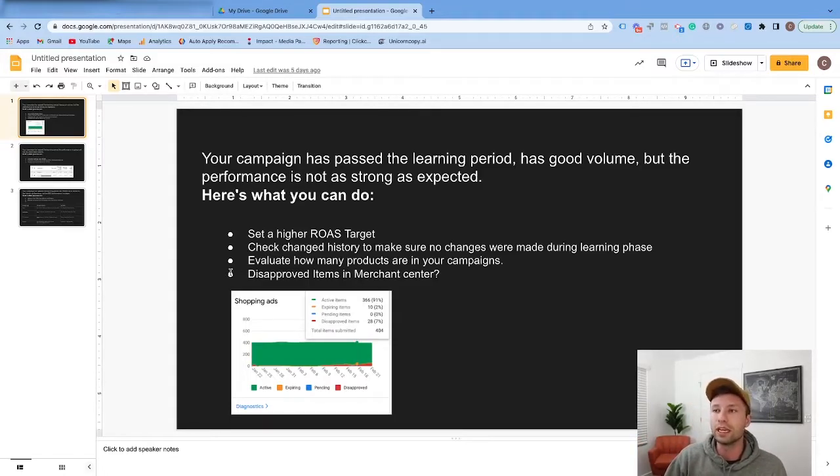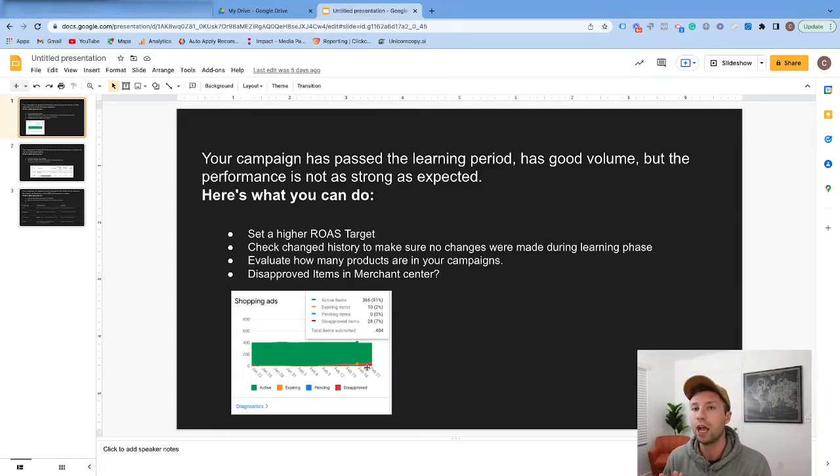And the fourth thing is make sure that there are no disapproved items in your Merchant Center. And here's what that looks like. So as you can see, there's a couple of items that are disapproved in here. Always be checking your Google Merchant Center, because that is literally what feeds the Google Shopping ads. If an item is disapproved in Google Merchant Center, then it won't show up in Google Shopping ads.